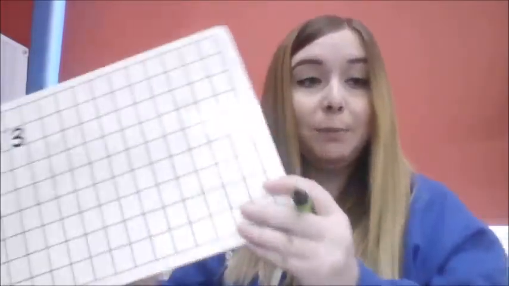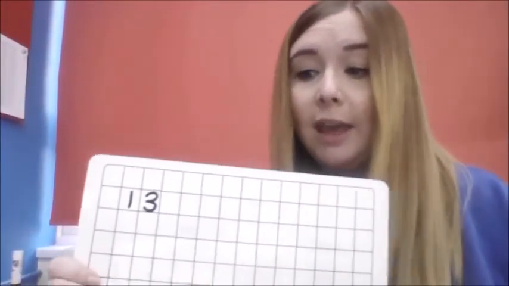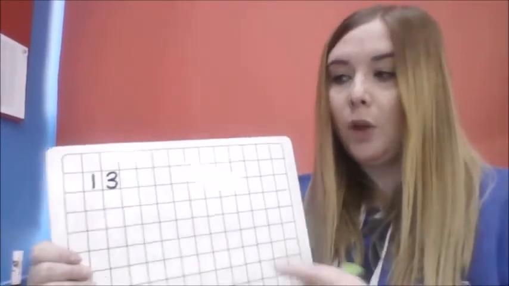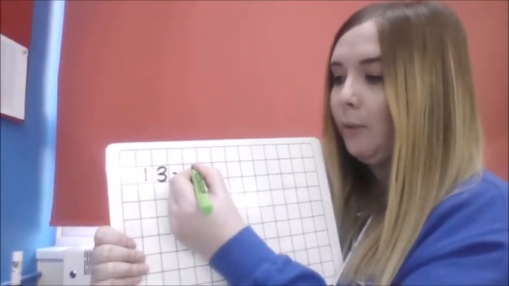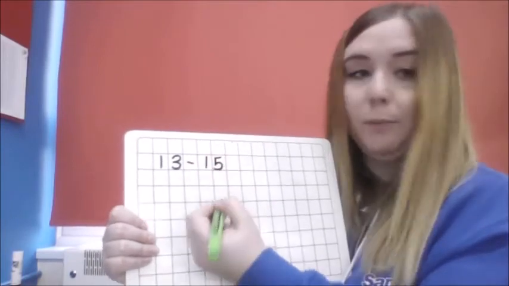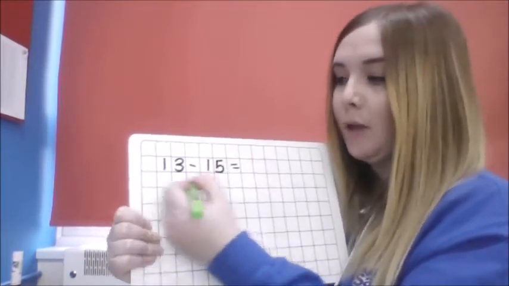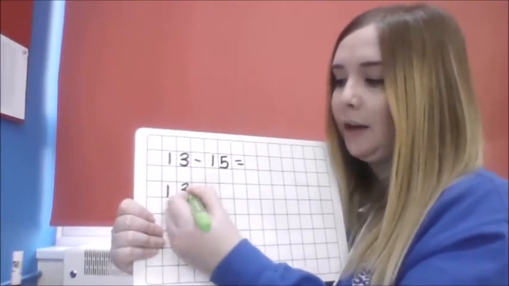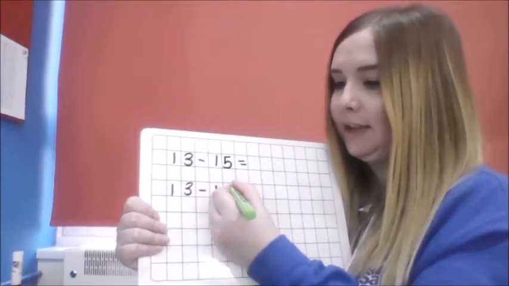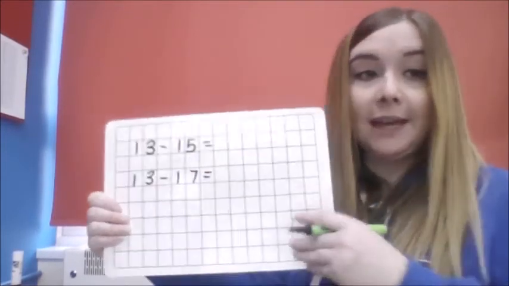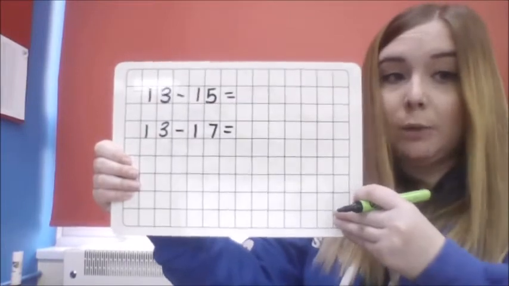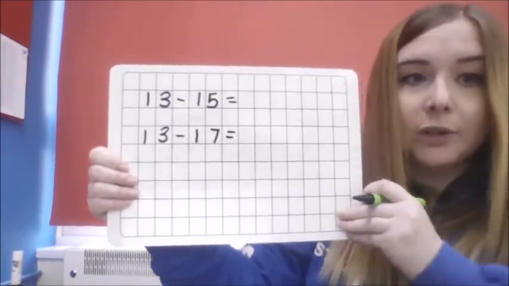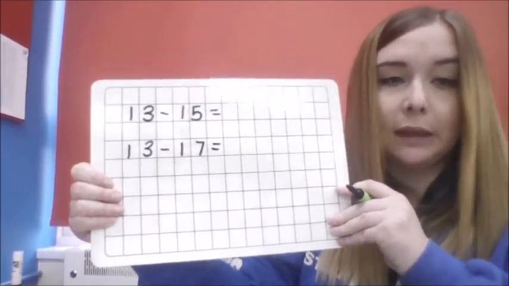Your starting number is always going to be 13, and that's because that's the temperature in Fishtown. So we've got 13 take away 15, and that'll give you your first answer. We've got 13 take away 17. That'll give you your second answer. And I'm not going to tell you how to figure out the last one. I want to see if you can do that yourself.